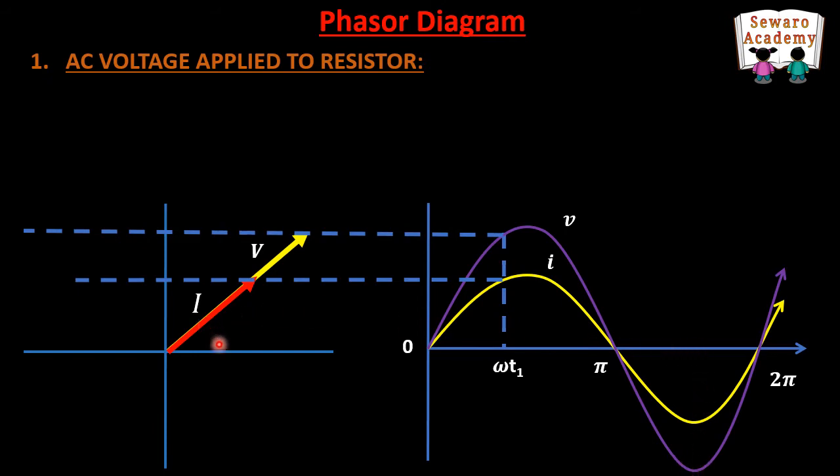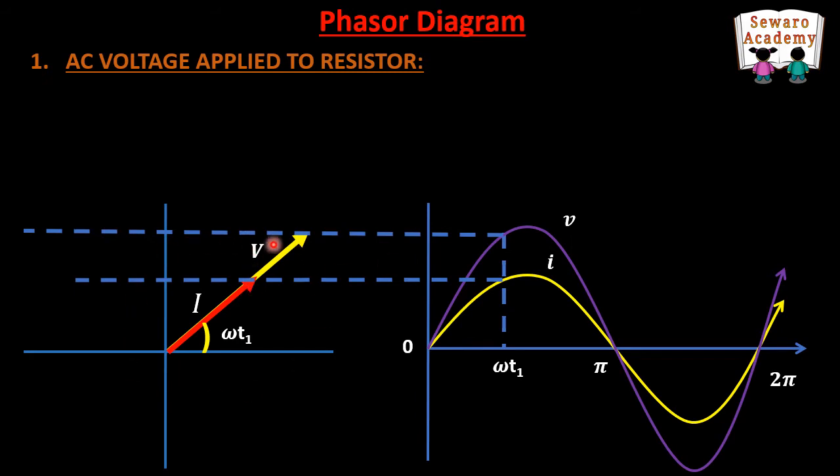The angle here will be given by omega t1, and this omega is the angular speed or velocity with which these two phasors rotate about the origin. In this case they will be rotating in the anti-clockwise direction, in this direction. So both the current and the voltage phasors will reach 90 degrees at the same time, and similarly 180 degrees at the same time, and similarly 360 degrees at the same time.